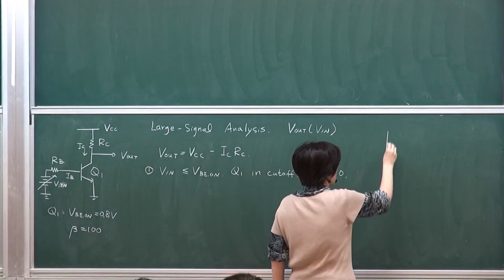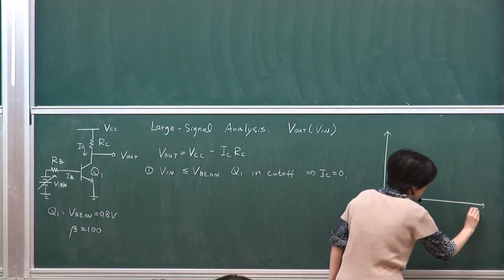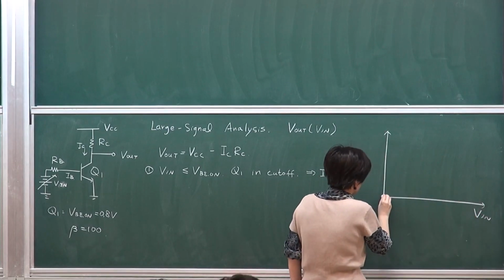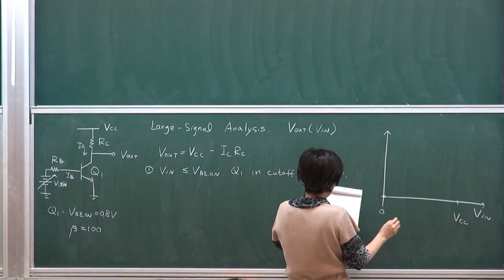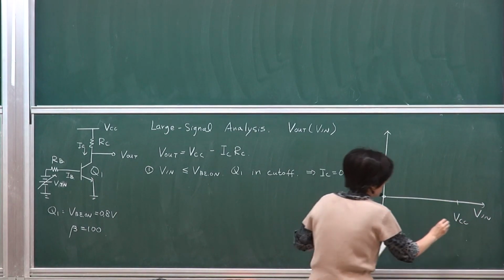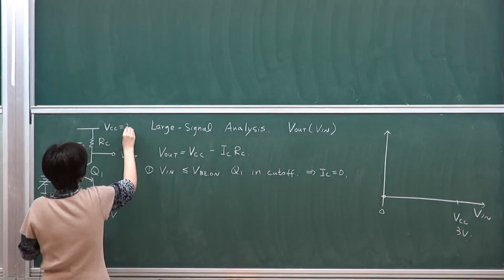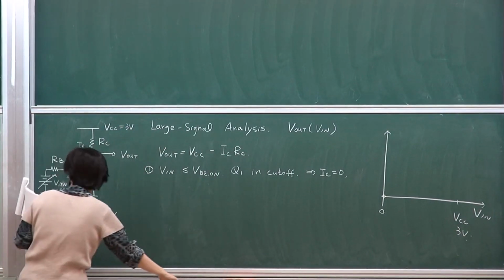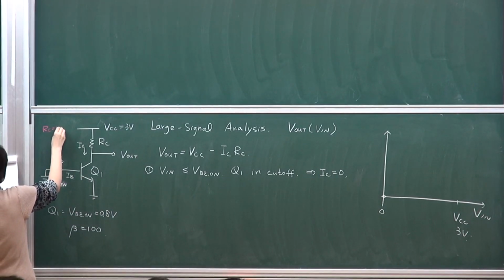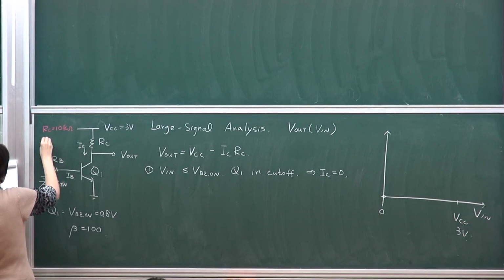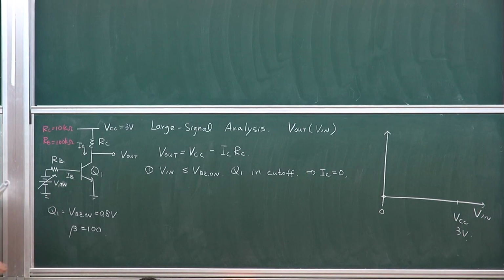You should be able to draw a curve. So I'm sweeping this Vin from 0 to VCC, for example. I don't know what the number is. Let's say this is 3 volts. And I'm going to give you parameters. So let's say RC is 10K. I'm using a large one.